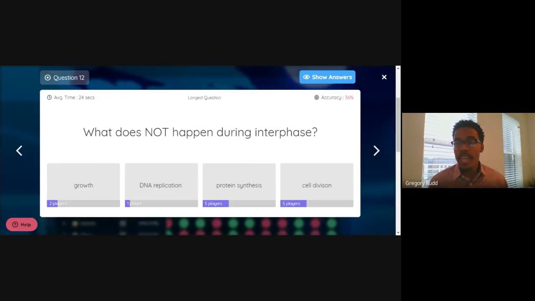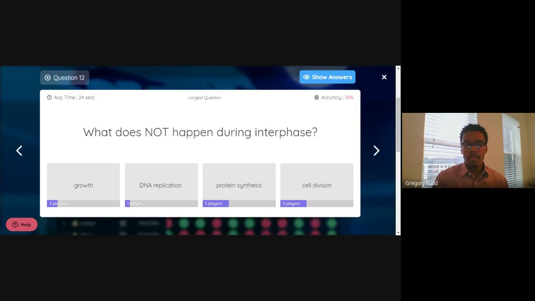Cell division is M phase. That's what mitosis and meiosis are. Those are both processes of cell division. So that's not happening during interphase because remember, it's interphase, then M phase, then cytokinesis. Good job. I think that was Michelle.